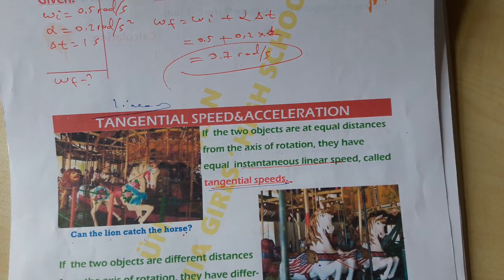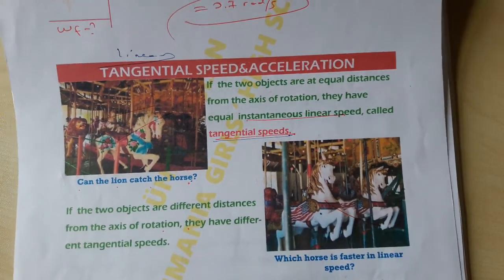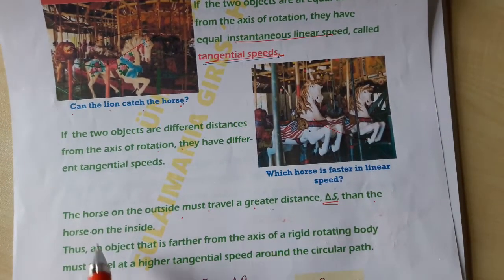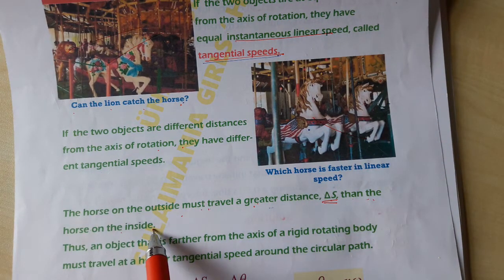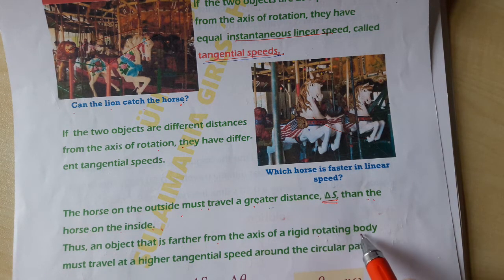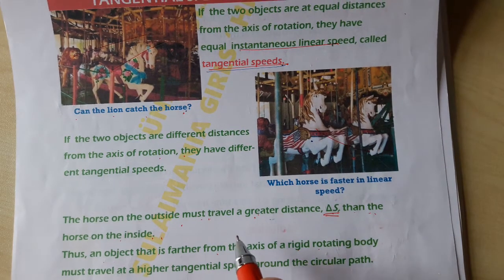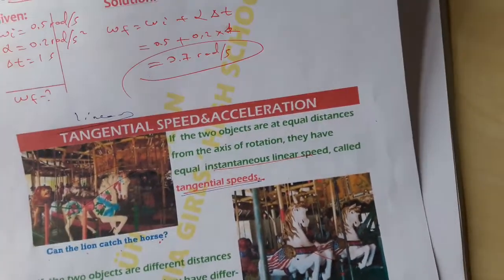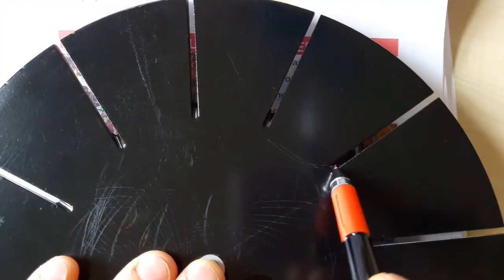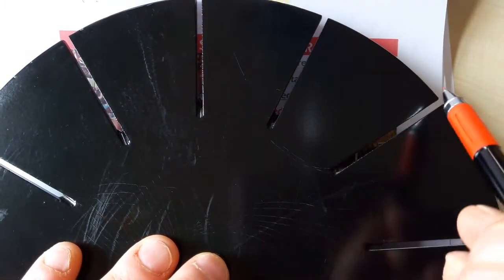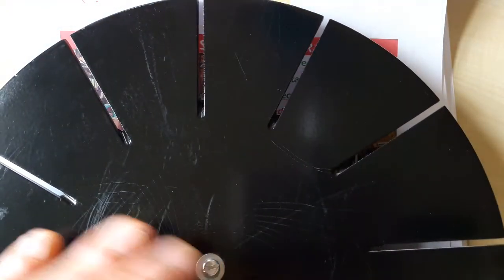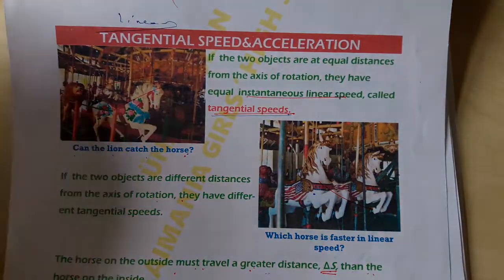The horse on the outside must travel a greater distance, a greater arc length delta s, than the horse inside. Thus, an object that is farther from the axis of rotation of a rigid rotating body must have a higher tangential speed around the circular path. I can show it like this. It is a rigid object. One inner point travels a shorter arc length, but the outer point travels a longer arc length. For that, its tangential speed must be greater.